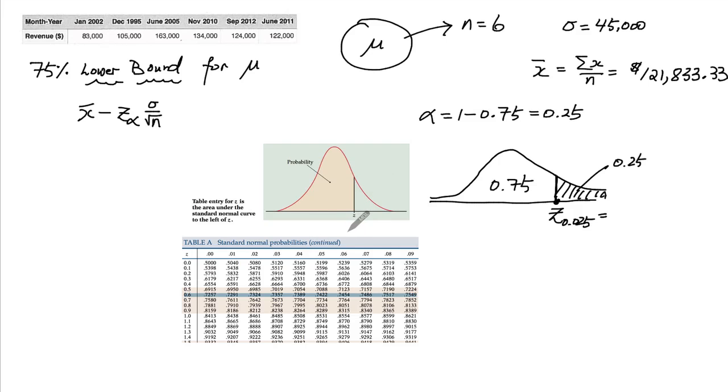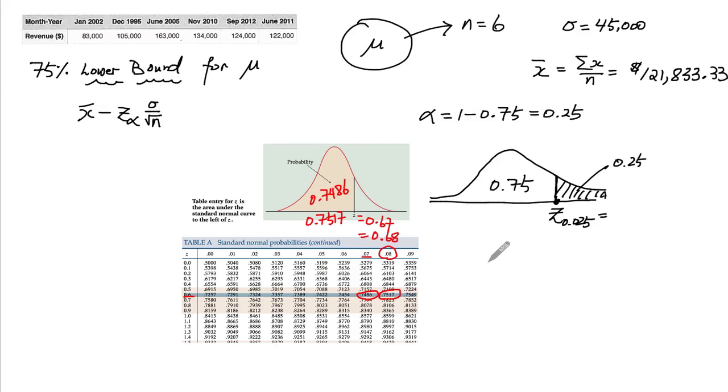So I have a snapshot of my standard normal table here. As you can see, when z is equal to 0.67, the area to the left of 0.67 is 0.7486. So what that means is if z were equal to 0.67, then this shaded region will be equal to 0.7486. If it were equal to 0.68, then the area to the left of z will be equal to 0.7517 here. So obviously the z-score that we're looking for has to be some value in between those two. So to find that value, we need to linearly interpolate.